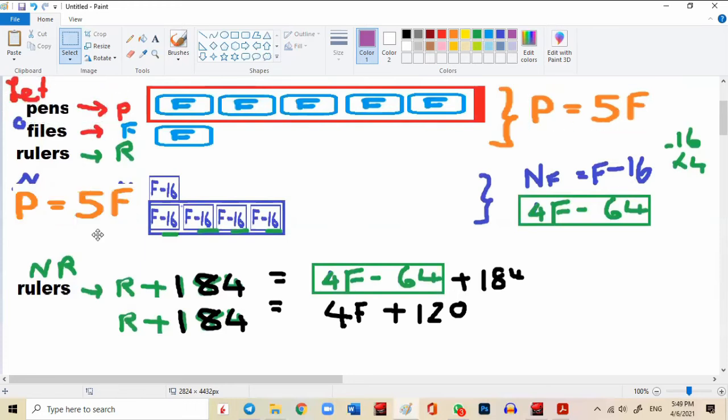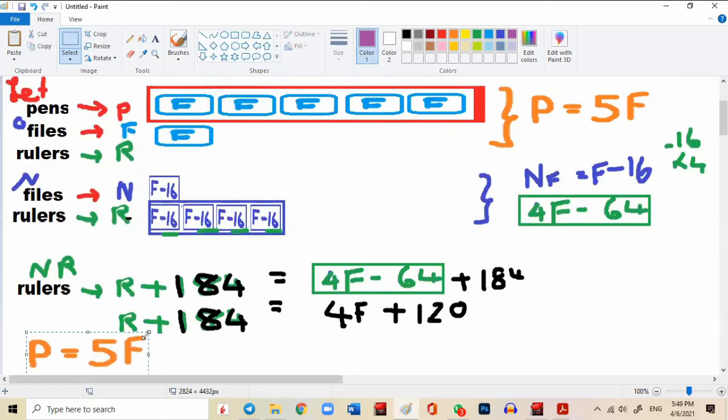This is the important step you need to understand. So the pens left is P equal 5 files. Lisha, understand? Because P equal 5 files here. Just now you agree? Yeah. All right. The pen must be equal to the new set of ruler. Must be equal to this new ruler. You know, the new ruler is what? The new ruler is R plus 184, right?